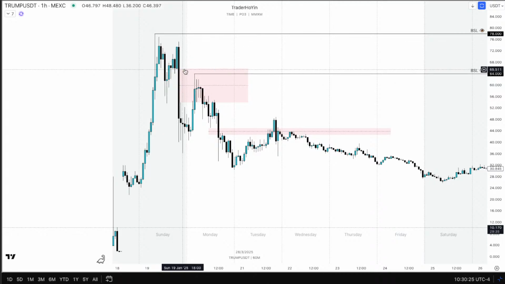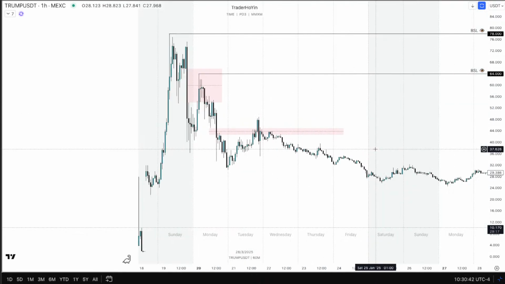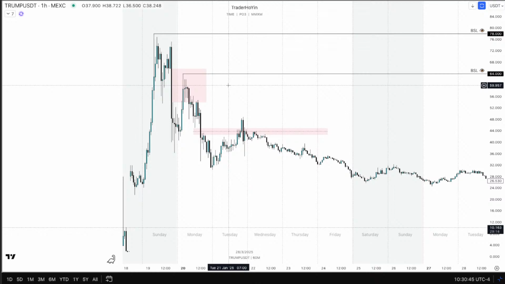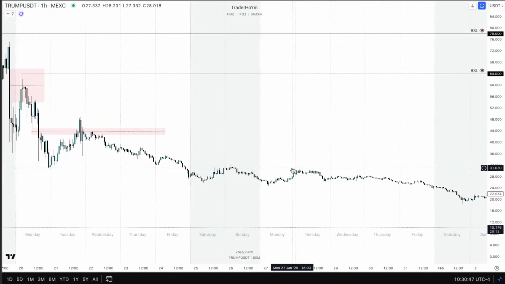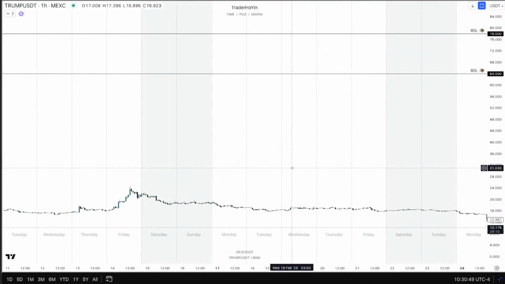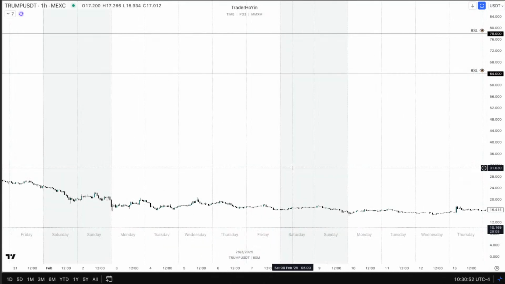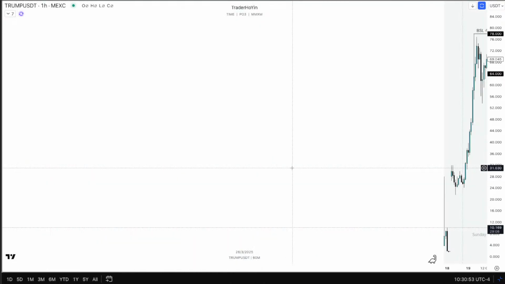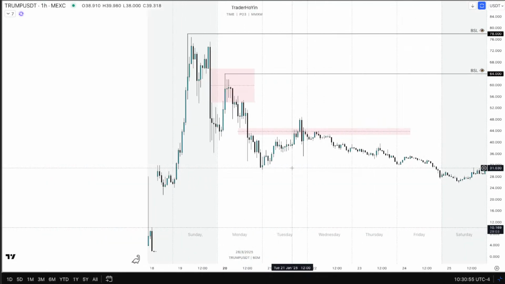Failed change in state of delivery, right? Fair value gap, wait for price to come up, fail to close above the top half of the 1 hour candle, you short here, and look, you hold it, you short from 59, you hold it all the way to $10. Easy, right?